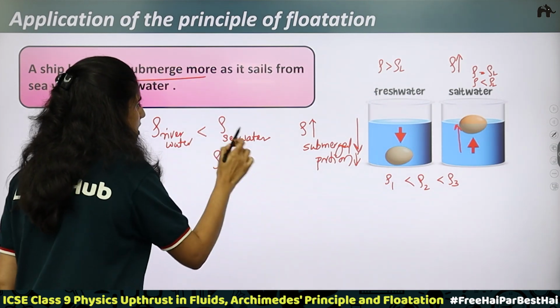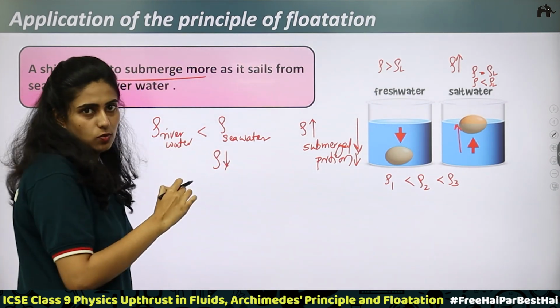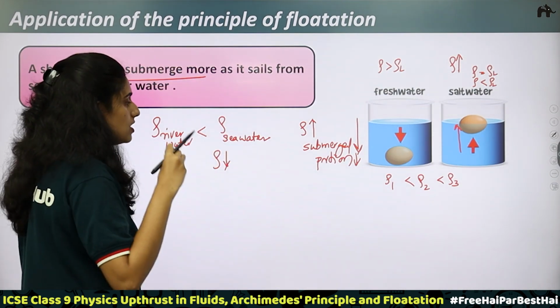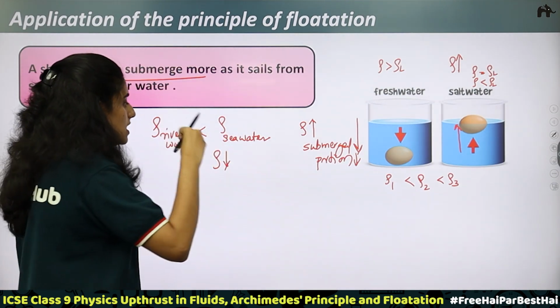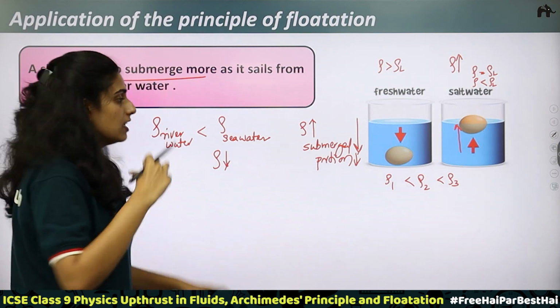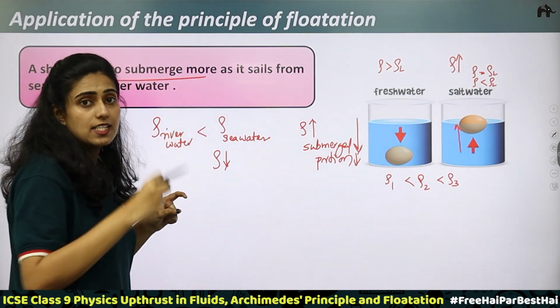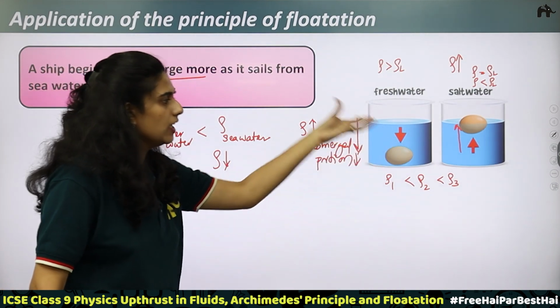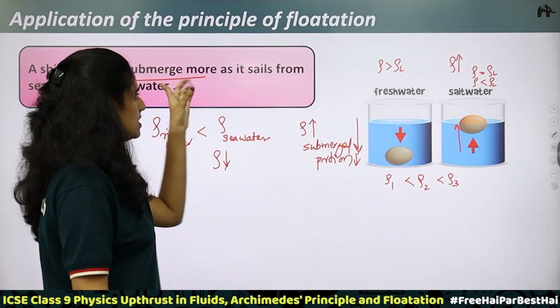Okay, so it is not necessary that we have river water only. If the body is moving from sea water of higher density to sea water of lower density, since the density of the liquid is decreasing, the portion of the body that is submerged will be increasing. With this example only, if you have this example in mind, you can easily answer this.